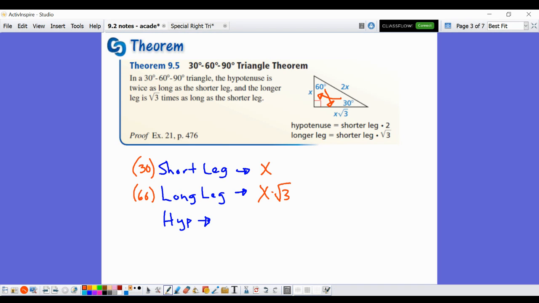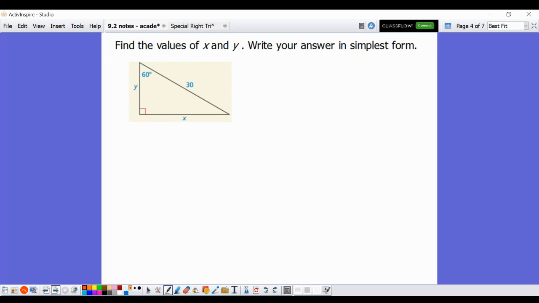The final relationship is the hypotenuse. That's the one that's across from the 90. And that is just going to be whatever the short leg is, multiply it by 2. So here are the relationships. They actually summarize it very nicely right here. So let's take a look at two examples.